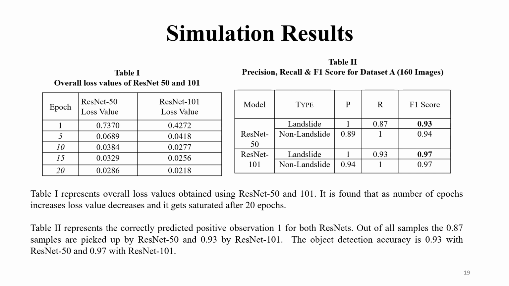Now these are the simulation results that are obtained. Table 1 represents the overall loss value obtained by ResNet 50 and ResNet 101, and it is found that as the number of epochs increases, the loss value also decreases, and it gets saturated after the 20th epoch. Table 2 represents the correctly predicted positive observations for both ResNets, and out of total samples, the correct prediction by ResNet 50 is 0.87 and by ResNet 101 is 0.93, and the detection accuracy is 0.93 with ResNet 50 and 0.97 with ResNet 101.